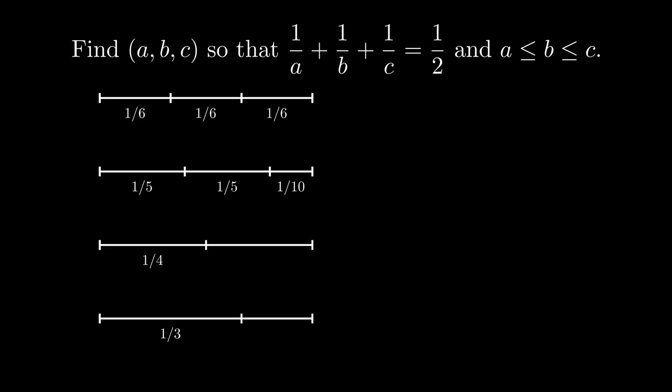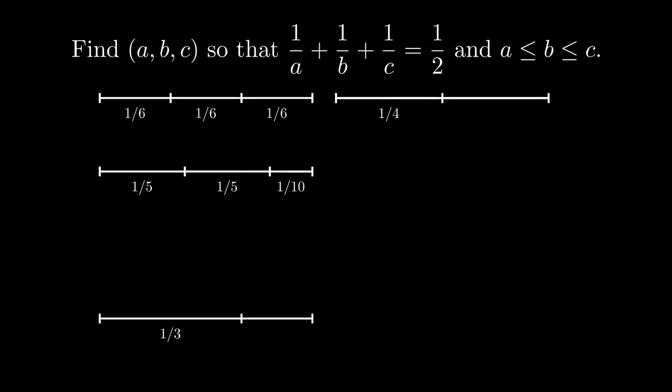Now let's take a look at the situation where A equals 4. So in this case, we've got a quarter left over, so we've got to get 1 over B plus 1 over C equal to a quarter. What if B and C were too big? What if B and C were bigger than or equal to 9? Well, then we'd be in trouble, because a quarter plus a ninth plus a ninth does not get us all the way to a half. So that tells us that there's only four possibilities.